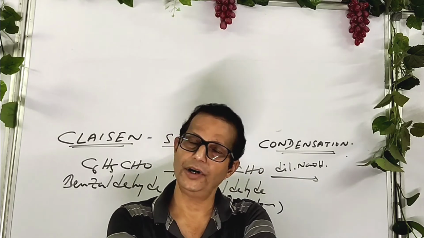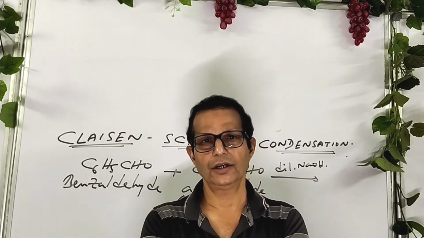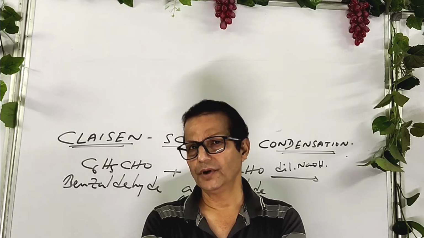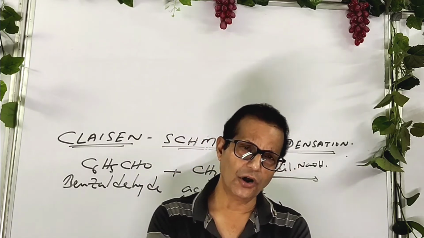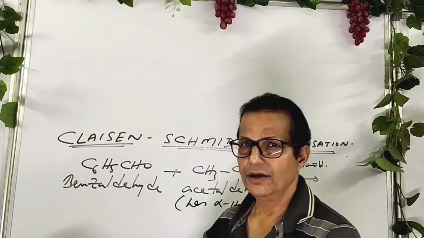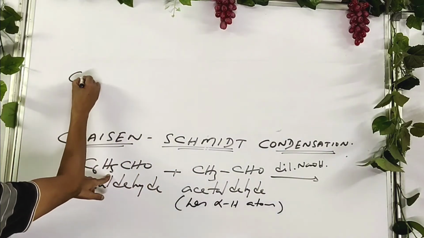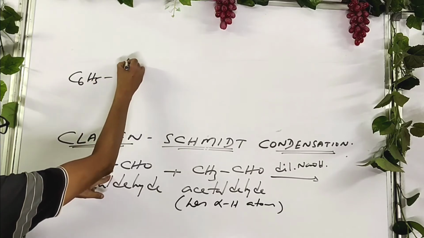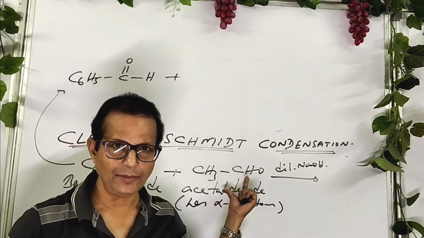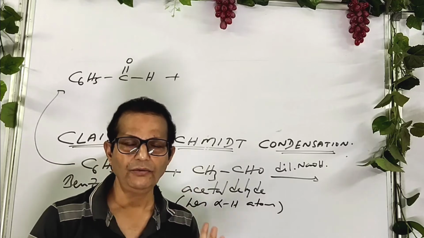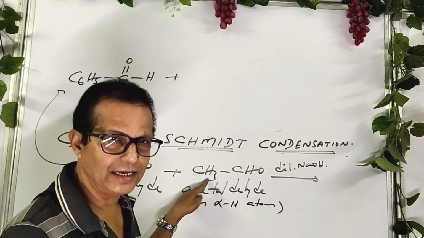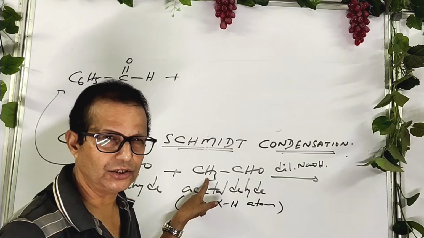Now follow the technique. I have already delivered a lecture on aldol condensation. During aldol condensation, draw the first compound as a normal structure. Let's check, benzaldehyde. Whenever you write the second molecule, write one alpha hydrogen atom separately. There are 3 alpha hydrogen atoms in acetaldehyde. Write only one alpha hydrogen separately.